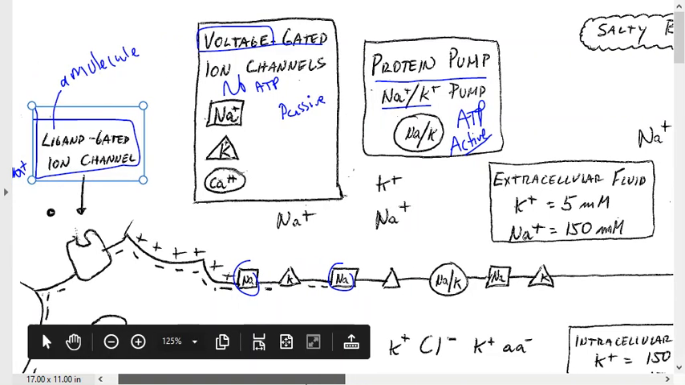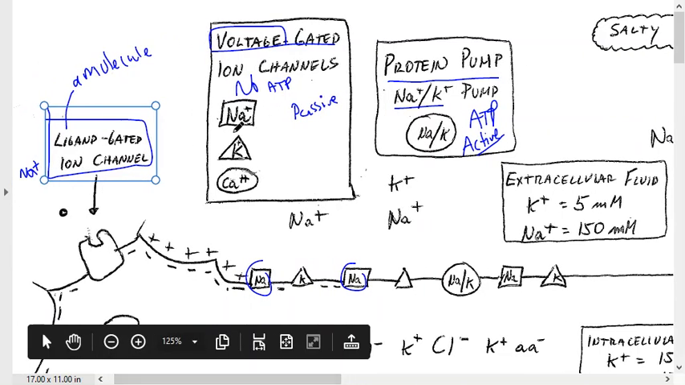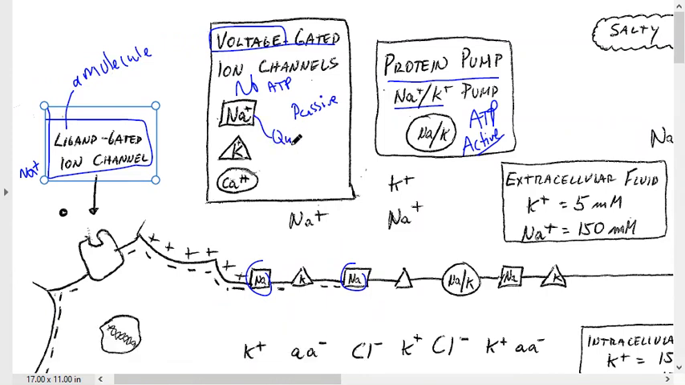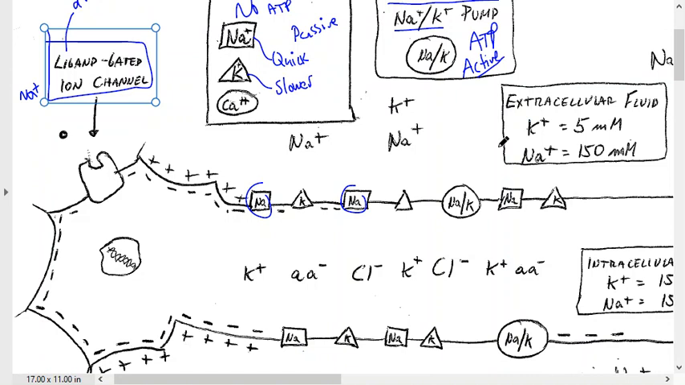Right. Before we keep going, I just want to make a note that these sodium channels are very, very quick. They are very quick and fast to respond. These potassium channels are much slower, and this is going to matter when we talk about the change in voltage inside the cell, right? So let's take a look inside the cell.